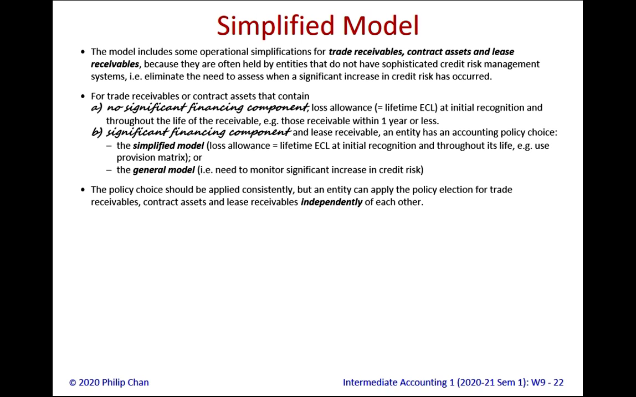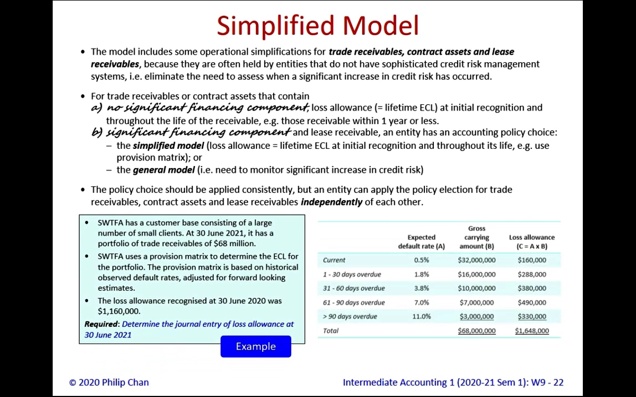So that means for the three items, trade receivables, contract assets, and lease receivables, the company can choose which model they prefer, simplified or general. Alright, let's look at an example then.